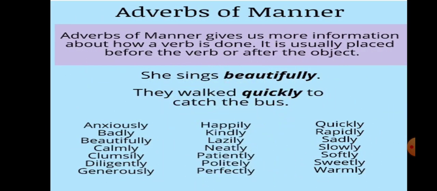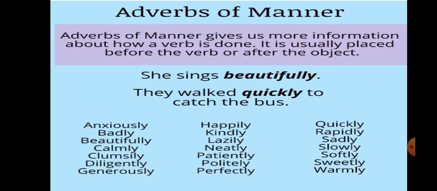First is adverbs of manner. What is adverbs of manner? Adverbs of manner give us more information about how a verb is done. It is usually placed before the verb or after the object. It tells us about the way an action takes place, or the manner in which it takes place. It answers the question how the action is done.